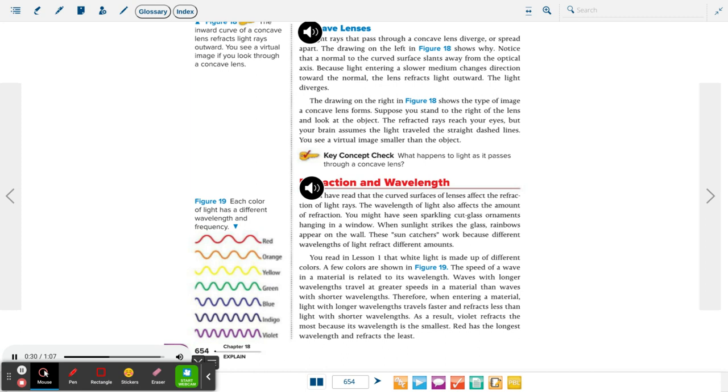You read in Lesson 1 that white light is made up of different colors. A few colors are shown in Figure 19. The speed of a wave in a material is related to its wavelength. Waves with longer wavelengths travel at greater speeds in a material than waves with shorter wavelengths. Therefore, when entering a material, light with longer wavelengths travels faster and refracts less than light with shorter wavelengths. As a result, violet refracts the most because its wavelength is the smallest. Red has the longest wavelength and refracts the least.